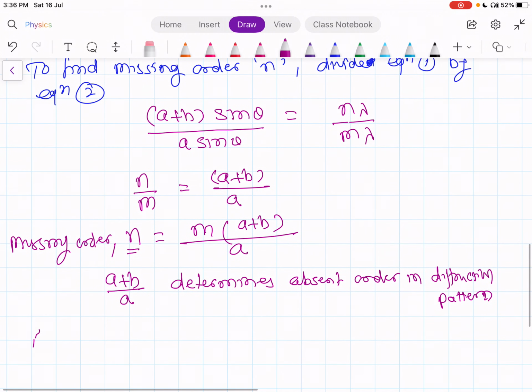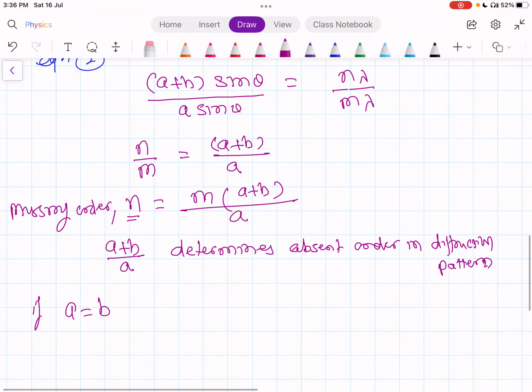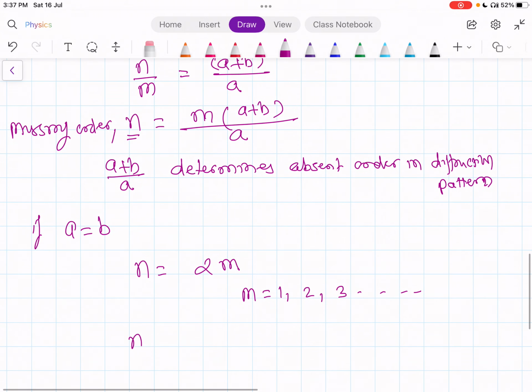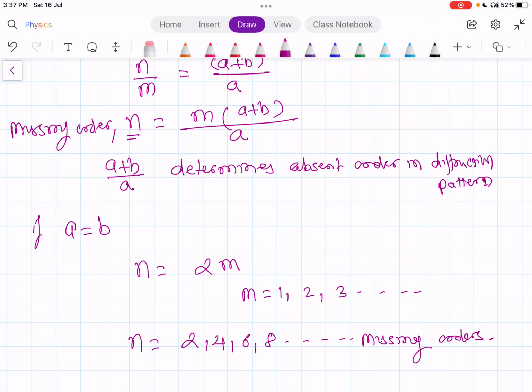Let us say if a is equal to b, then we get n equals 2m. And we know that m starts with 1, 2, 3, etc. Then n equals 2, 4, 6, 8 and so on. And these are missing orders. If a equals b, then all even orders are missing.